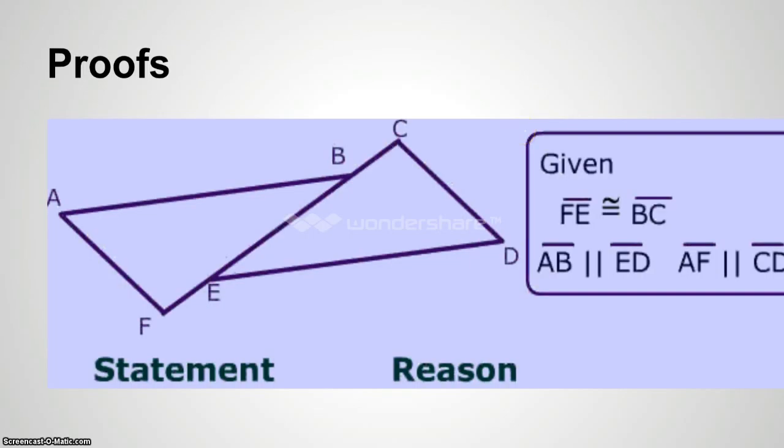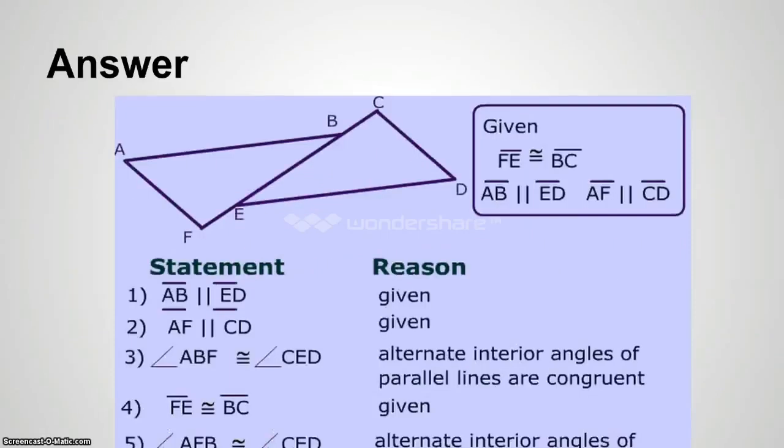Okay, now on to examples for our video. Our first thing will be in proofs. We are given that in these two triangles, line segment FE is congruent to line segment BC, that line segment AB is parallel to line segment ED, and that line segment AF is parallel to line segment CD. To answer it, first write down what we are given. So write down that line segment AB is parallel to line segment ED. Then write the other thing you were given, that line segment AF is parallel to line segment CD.